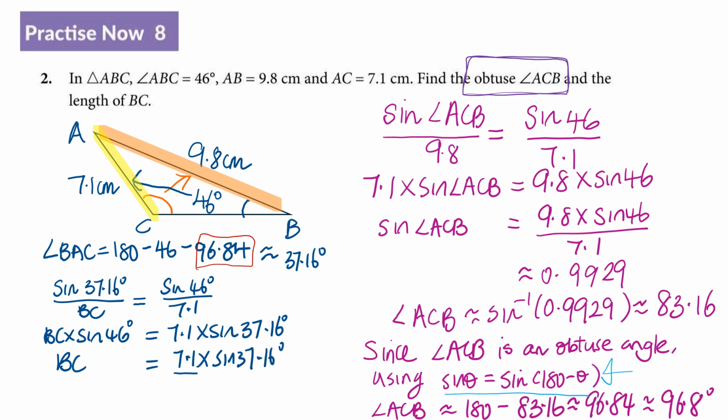And then the next thing is, of course, to use the sine rule again, which is sine 37.16 over BC. Draw another arrow there from here to here. Then do a cross multiply and divide both sides by sine 46, and you get BC to be 5.96. So this question is more like a revision question for you because it's similar in concepts to the earlier one.